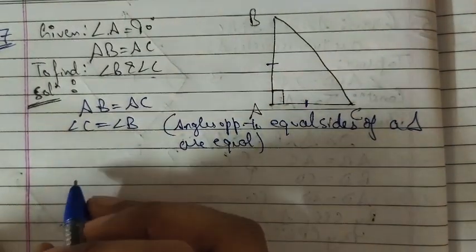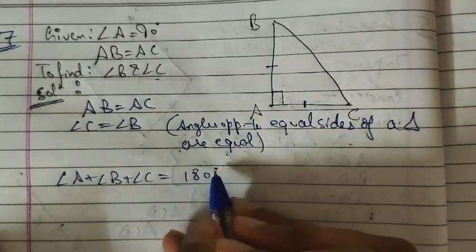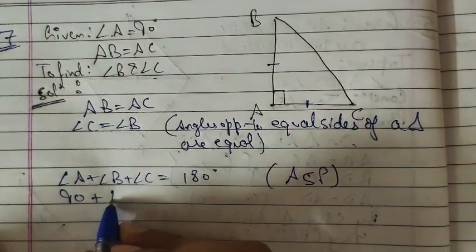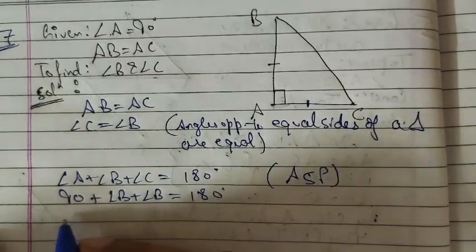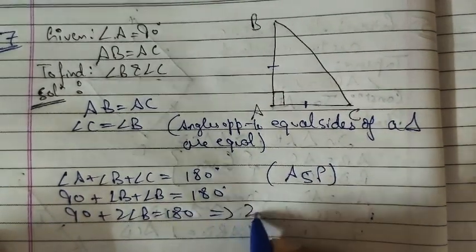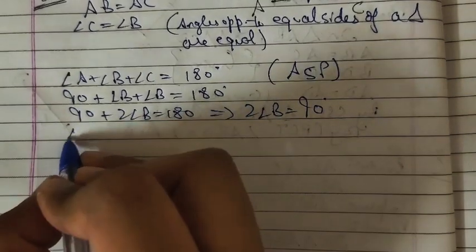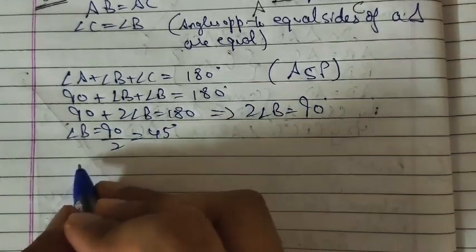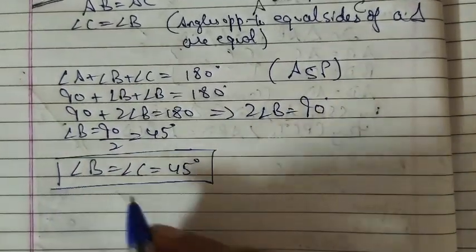Now angle C is equal to angle B, so angle A plus angle B plus angle C is equal to 180 degree. Angle sum property of a triangle. So angle A is 90, angle B is equal to angle C. So we can write, replace angle C with angle B, 90 plus 2 angle B is equal to 180. 2 angle B is equal to 90. 180 minus 90 is 90. So angle B will be equal to 90 upon 2, 45 degree. So angle B is equal to angle C is equal to 45 degree. This we have to find out.